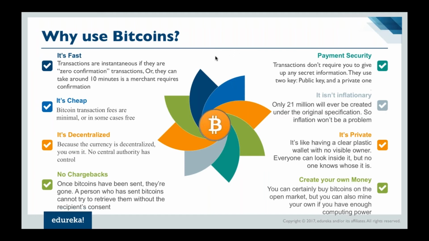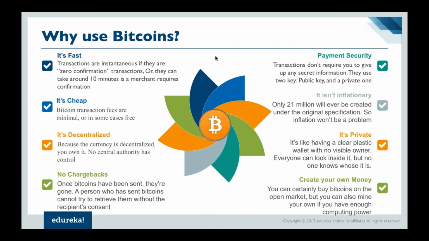It is private. It's like having a clear plastic wallet with no visible owner. Everyone can look inside it, but no one knows who it is. For example, the ledger is publicly available to everyone. On the ledger, you can see that so and so Bitcoin have been transferred from this address to this new address, but you don't know who is behind those addresses. So that way it is private.